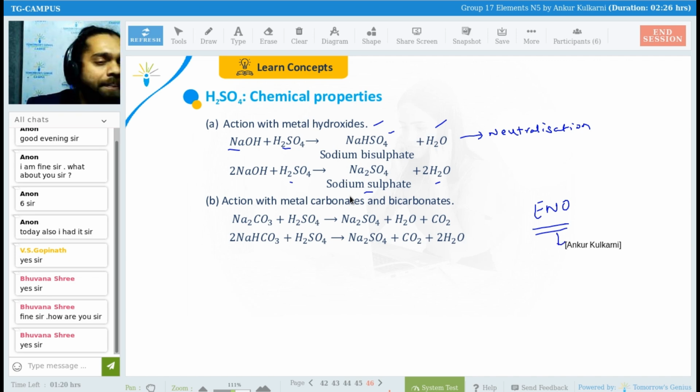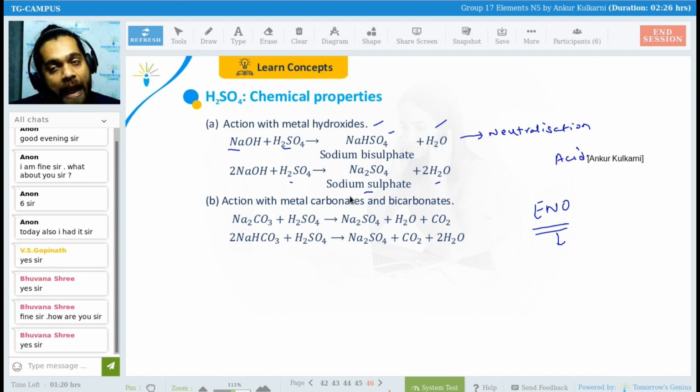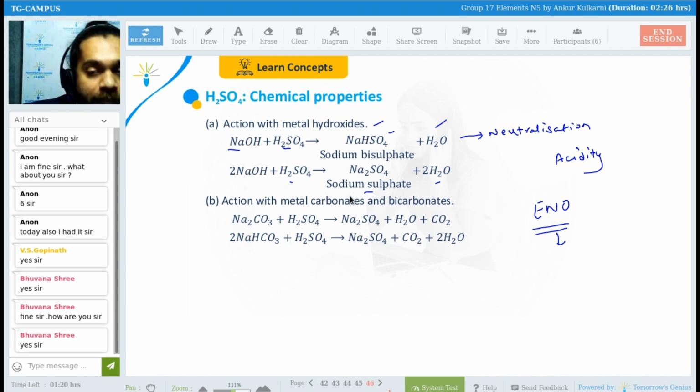So what happens when you take ENO? First of all, when do we take ENO? Prashanti? When we have indigestion. Not exactly indigestion, it is basically acidity. Whenever you have an excess of acid being generated in your stomach, at that time we take ENO.